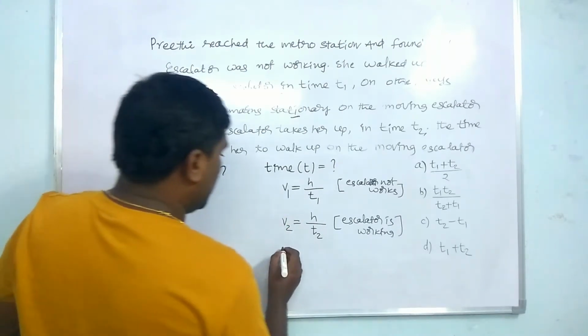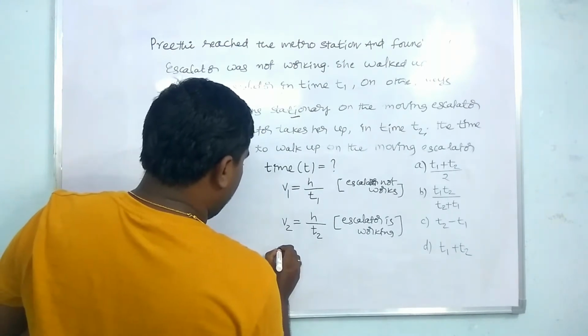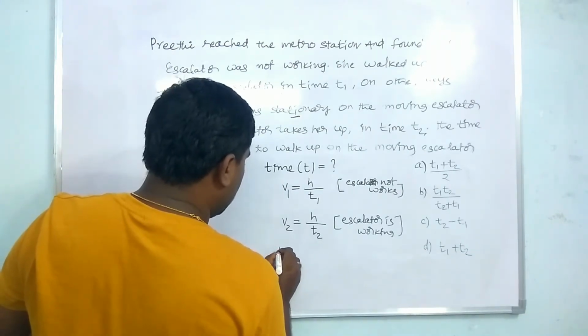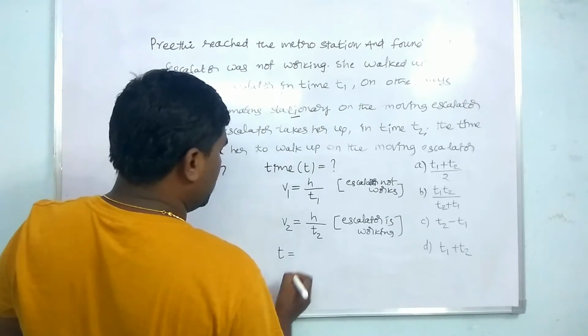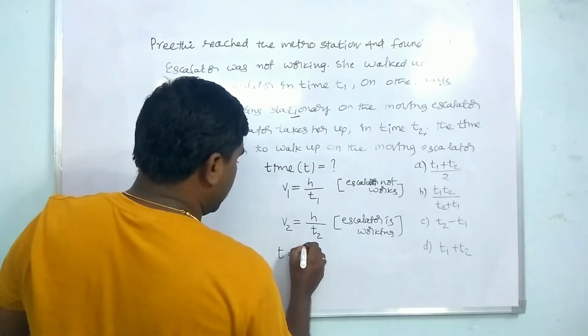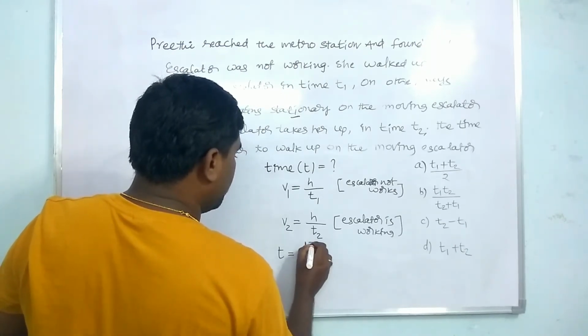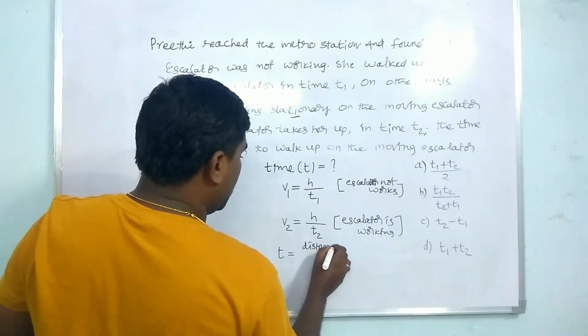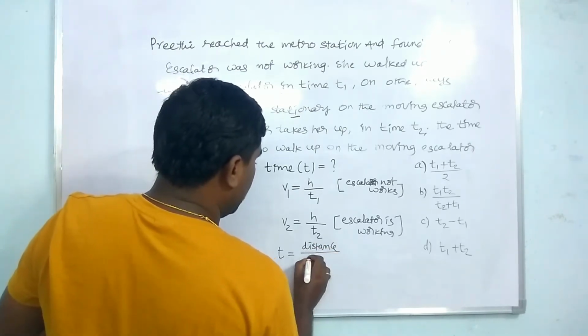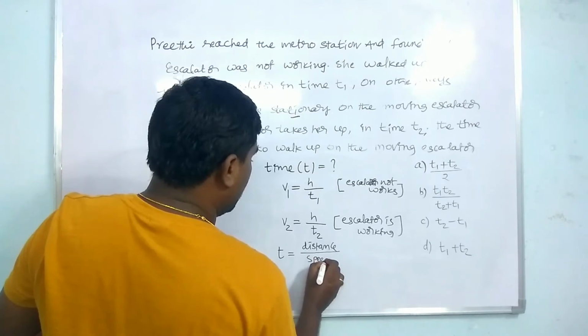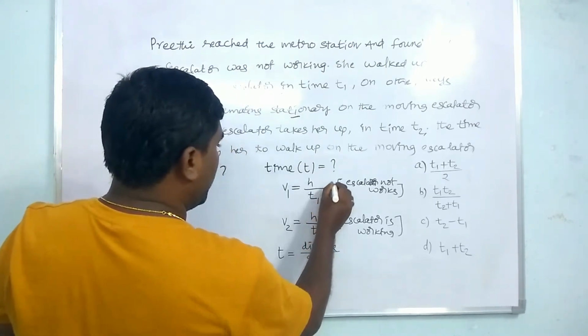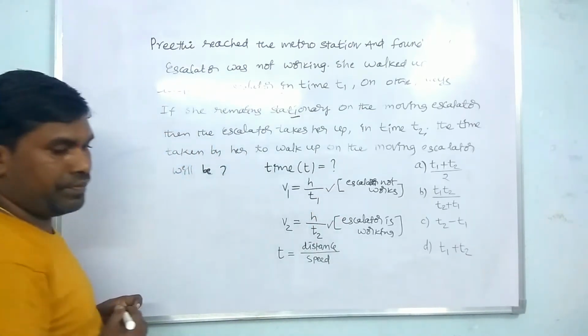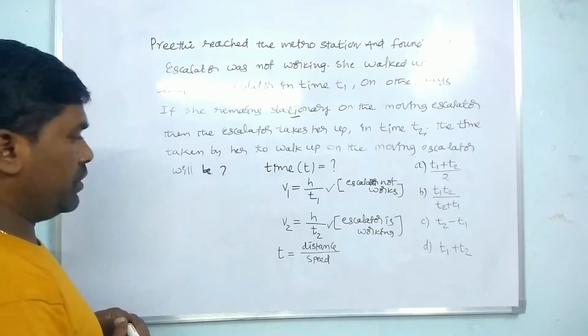So time is equal to distance by speed, you can write that. Time is equal to distance by speed. So here how many speeds are there? v1 speed and v2 speed.